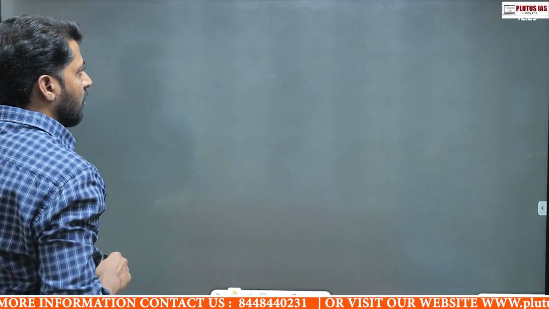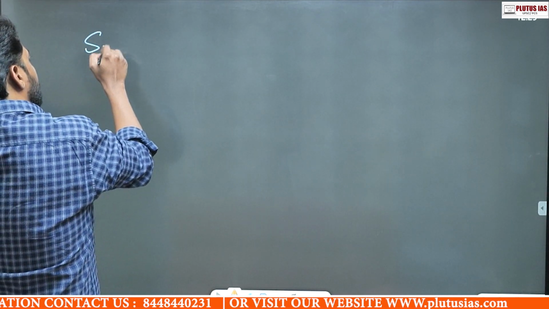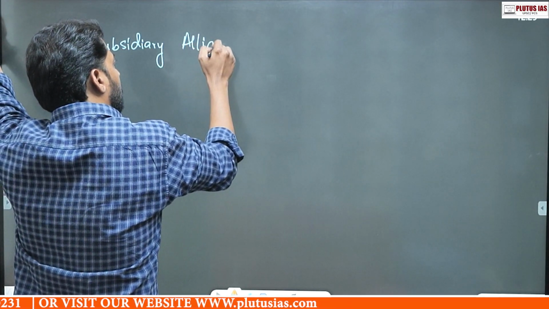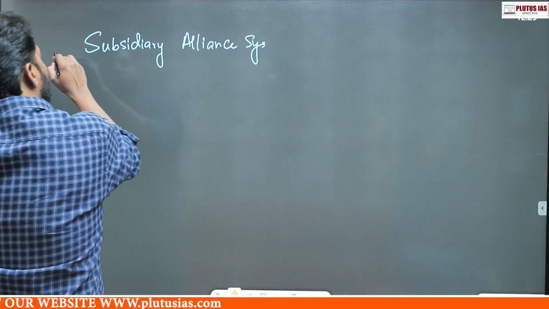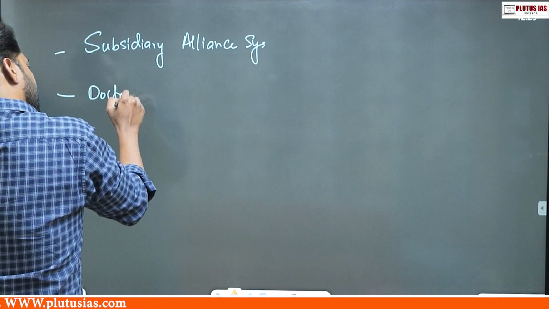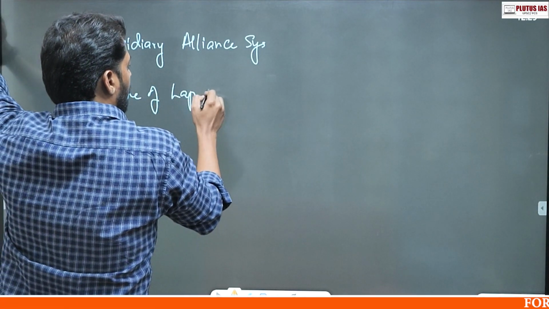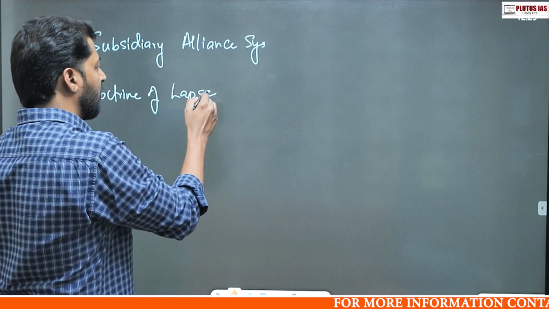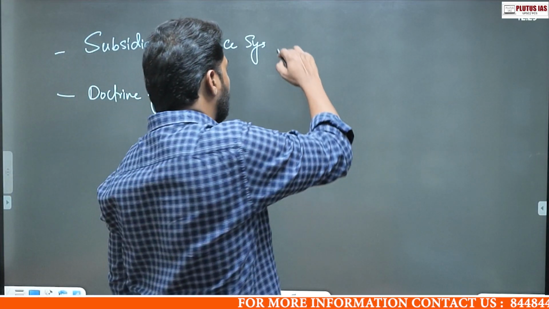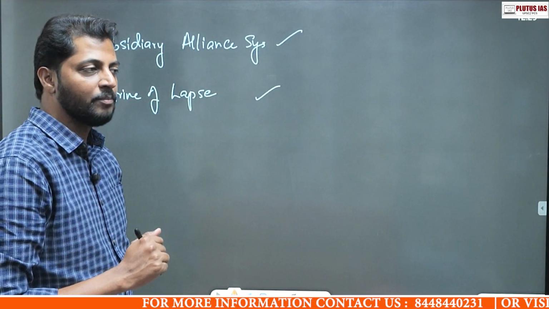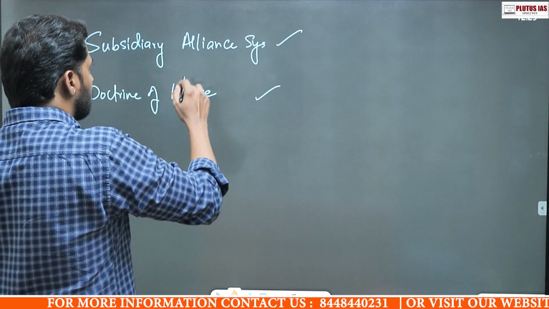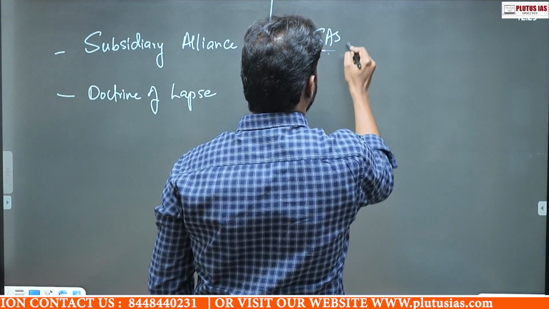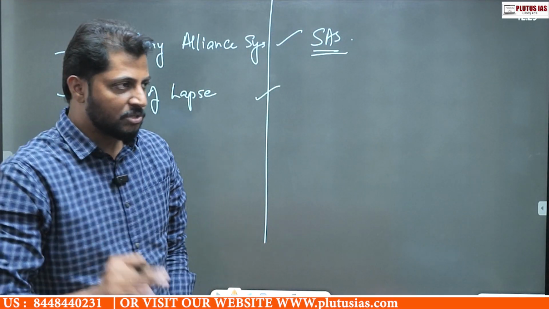But apart from all this, there are two most important policies, that is, one is the subsidiary alliance system and the other is the doctrine of lapse. Actually, these two policies were very frequently asked in examinations, both in prelims and mains, because they established British supremacy in India over the Indian princely states. So let us see these two separately. What is this subsidiary alliance system? I will tell you simply.